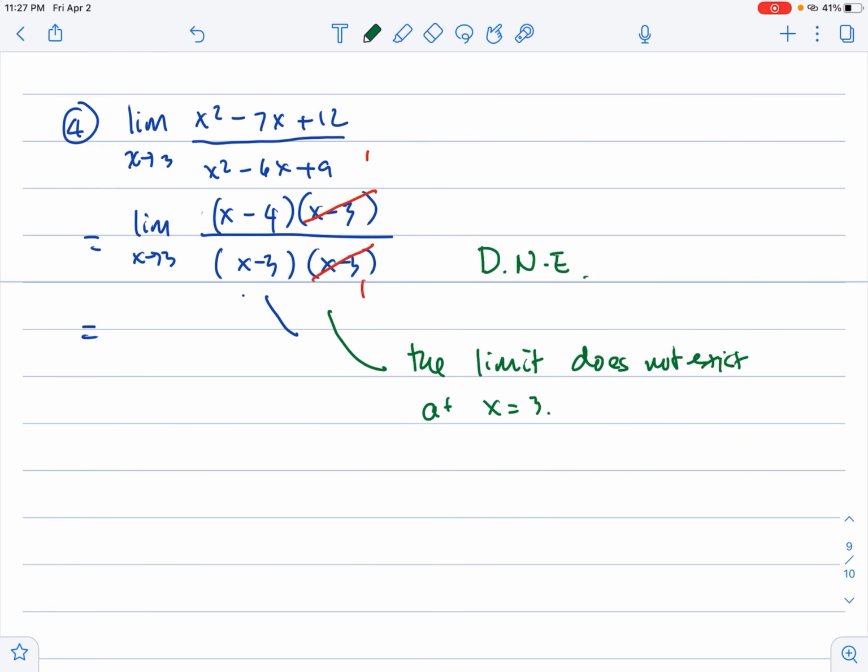Alright, so kung gusto niyo pang matutunan yung mga asymptotes, no? Yung holes, asymptotes, panoorin niyo yung series natin on rational functions.